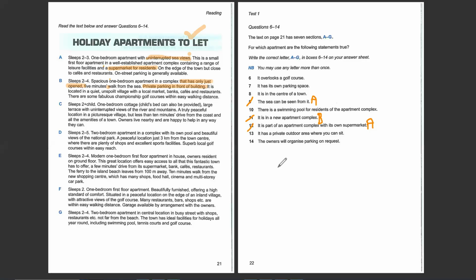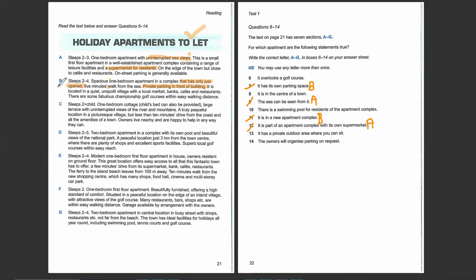B paragraph also has one more point. It says private parking is available in front of the building. So it has a private outdoor area where you can sit. No. And what are the available options here? Yes, option number 7, strike it out. It goes to B. It has its own parking space. So if you see, statements 9 and 12 go to A, statements 7 and 11 go to B.